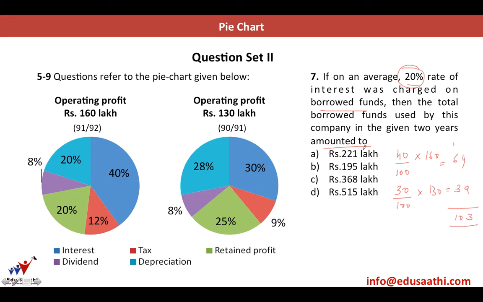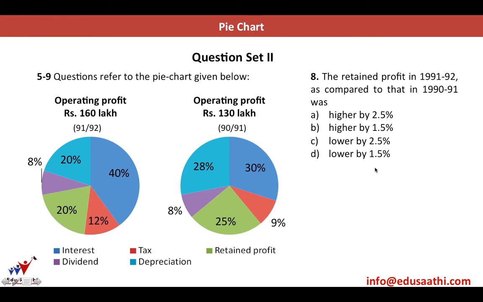So now I know that the rate of interest was 20%. So let's take the borrowed fund as X. Now X into 20%, which was the rate of interest, should be equal to this interest over the 2 years. So this is equal to 103. So X comes out to be, if I cancel this by 5, 515 lakhs, which is the D part here. So pretty simple. Let's look at the 8th question in the set.